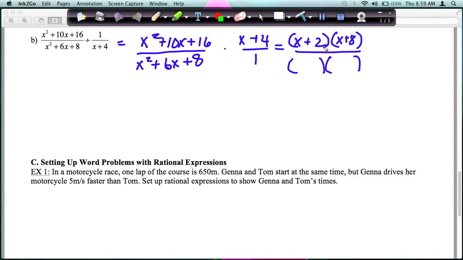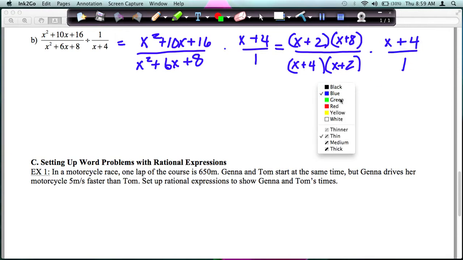Remember, don't always start from scratch, so it has to be one of these factors in the numerator if something's going to cancel, or this x plus 4. And it looks like it's x plus 4 times x plus 2, because 4 times 2 is 8, and 4 plus 2 is 6. So don't start from scratch. Look at the factors you have to help you factor that one.